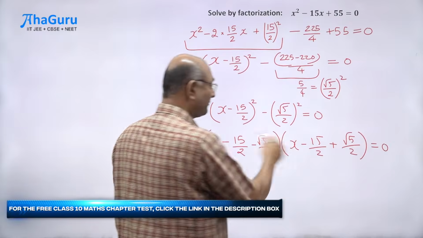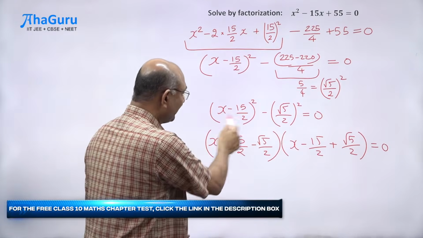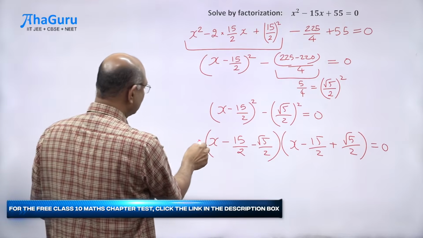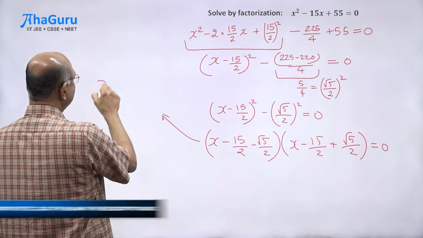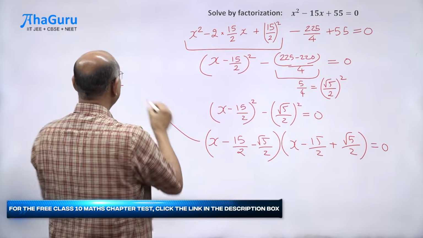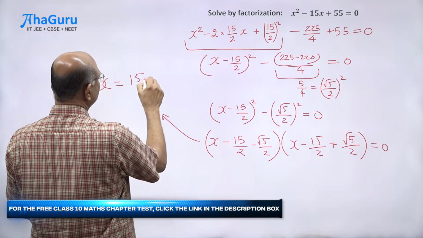equal to 0. Have I factorized it? Yes. Right? This is one factor, this is another factor. So this equal to 0 will mean x is equal to, right? This is going to give me x is equal to 15 by 2 plus root 5 by 2. It will go to that side, right? So 15 by 2 plus root 5 by 2.